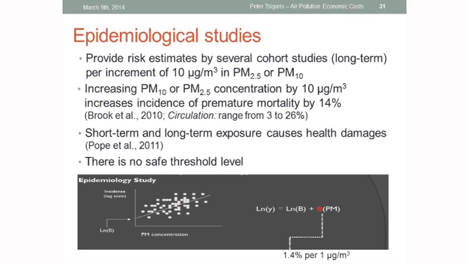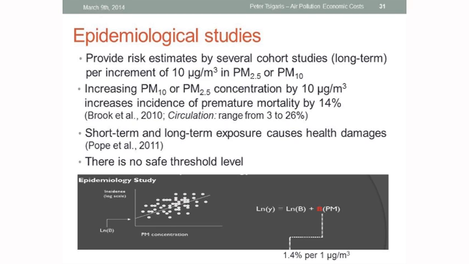And they find basically, in terms of premature mortality, that if you increase PM 10 or PM 2.5 concentration by 10 micrograms per cubic meter, premature mortality increases by about 14%, the incidence. There's short-term and long-term exposure. Short-term and long-term exposure causes health damages, and there's no safe threshold. In other words, none is better. And this is how they come about.